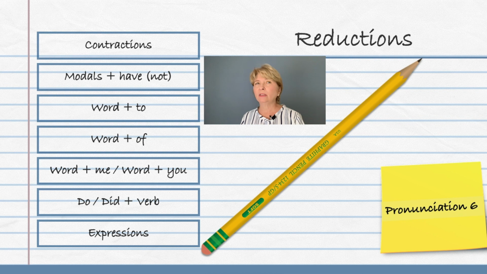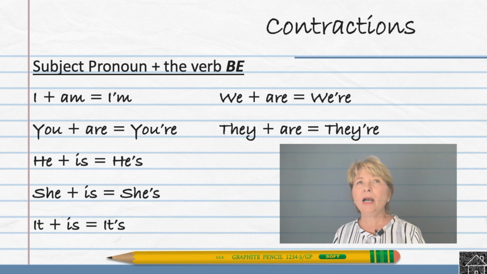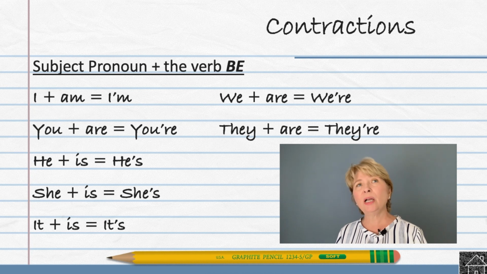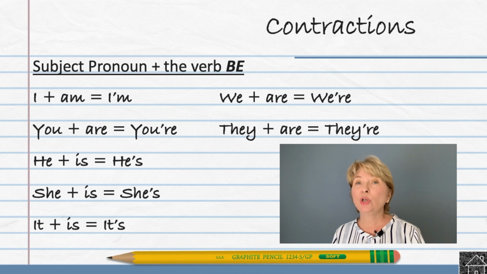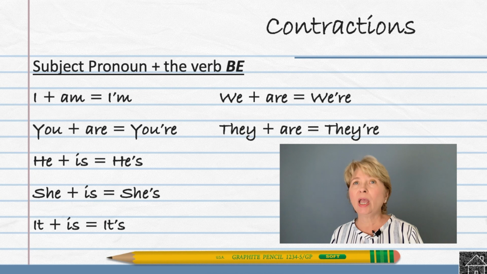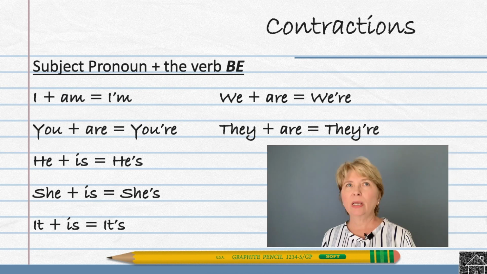These are very common. The subject pronoun plus the verb be. I plus am becomes I'm. You plus are is you're. Don't say your. It's a contraction of you and are. It should be pronounced you're. He plus is he's. She plus is she's. And it plus is sounds like it's.